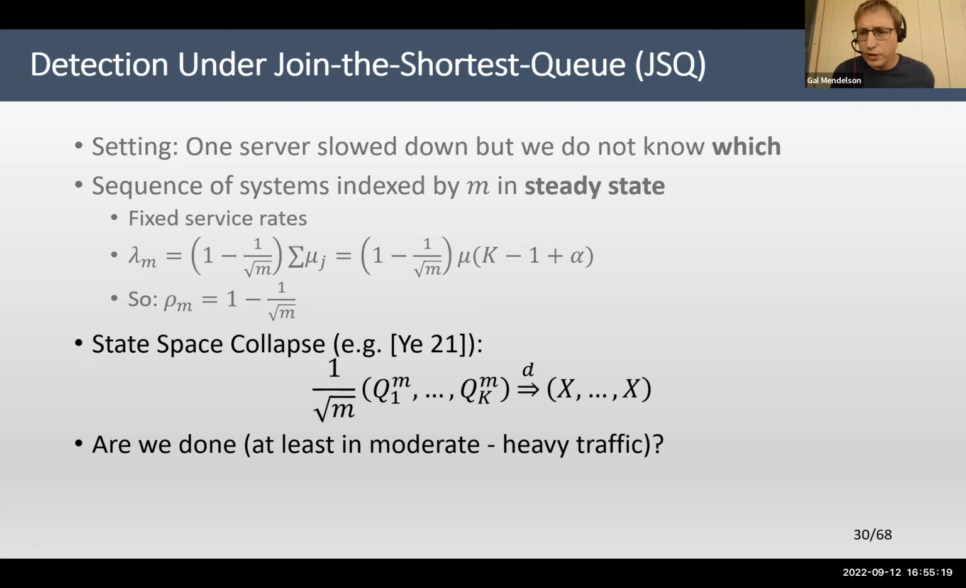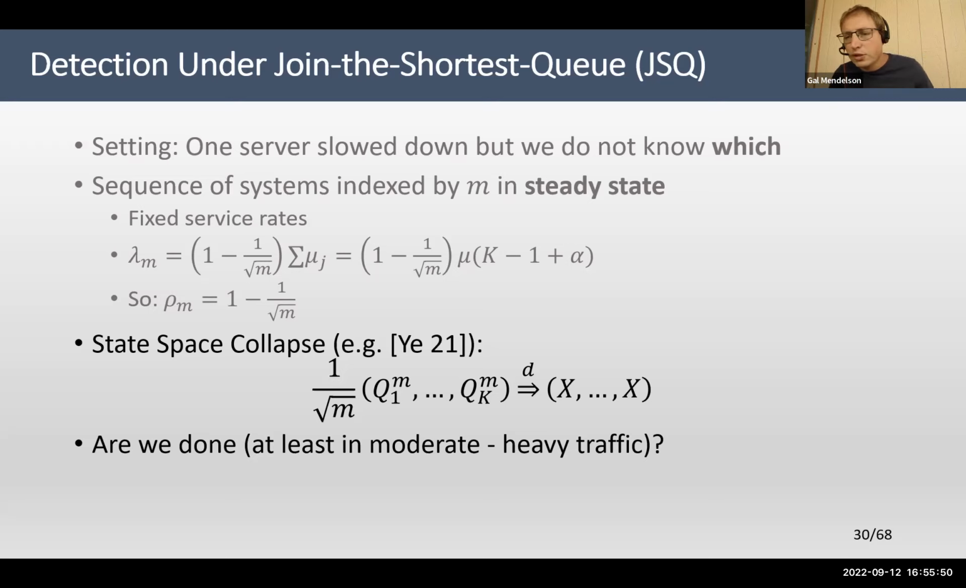All right, a well-known result is state space collapse, which means that if we look at the vector of the scaled queue lengths in steady state, this converges with m in distribution to a random vector with identical elements. In this case, each of which has an exponential distribution, but we're not going to use that. We're just going to use the fact that the convergence is to the same random variable, either marginally or as a vector. And the question is, are we done?